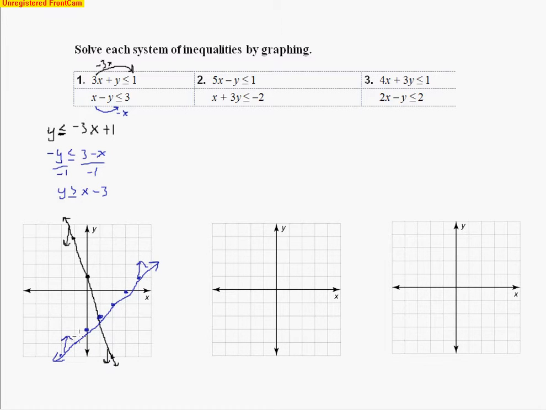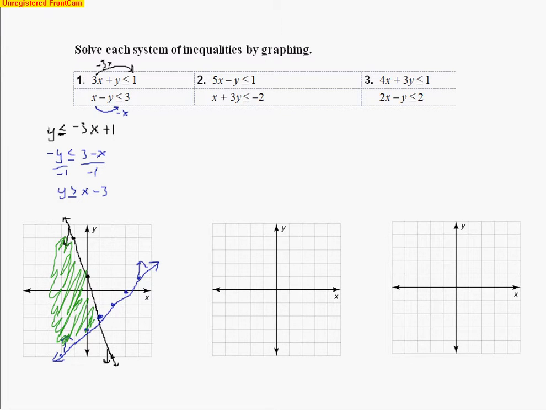So the whole idea is to look to see where the solution, the two lines agree. And they agree in this region here, above the blue line and below the black line. And so the region that I would end up shading would be right in here. This is where all the solutions would end up being. So anything in this region would give us a true solution for both inequalities.